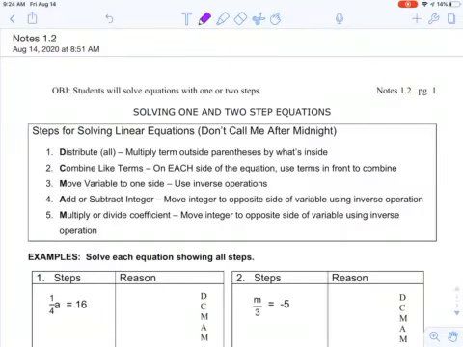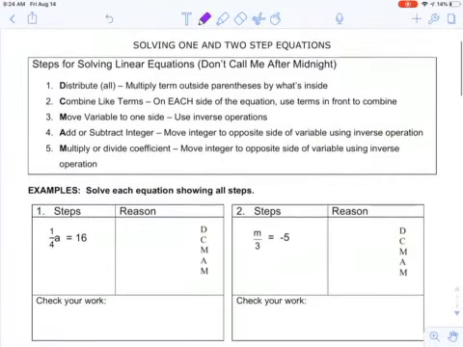This is Algebra 1, Notes 1.2, solving 1 and 2 step equations. When we solve equations, we will use the pattern, "Don't call me after midnight." This will help us remember what steps to do and in what order. Don't call me, the D stands for distribute, or in other words, multiply everything outside parentheses with everything inside.